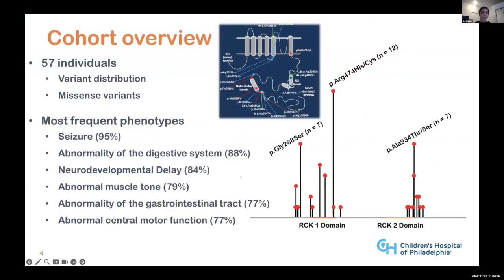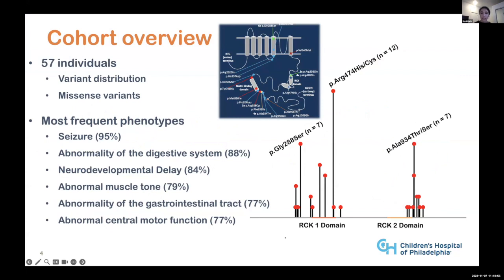We had 57 individuals in our cohort with missense variants. We did combine data with regards to individuals with ADNFLE and EIMFS. However, in the future, we would want to separate this. 54 out of 57 individuals had seizures. There was a high frequency of issues with the digestive system, neurodevelopmental delay, and so forth.